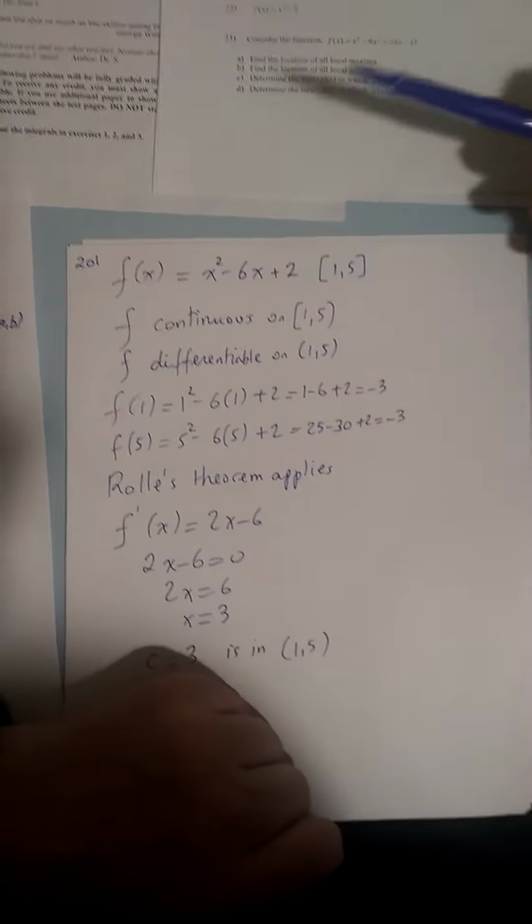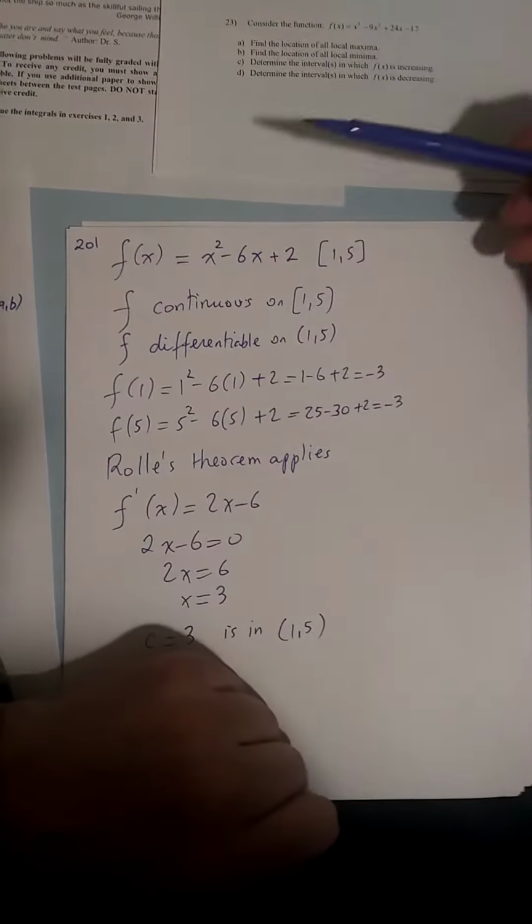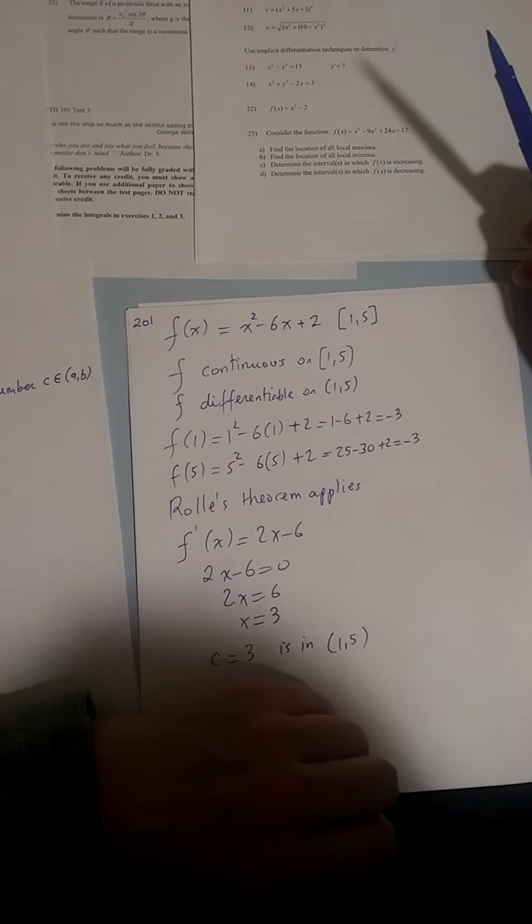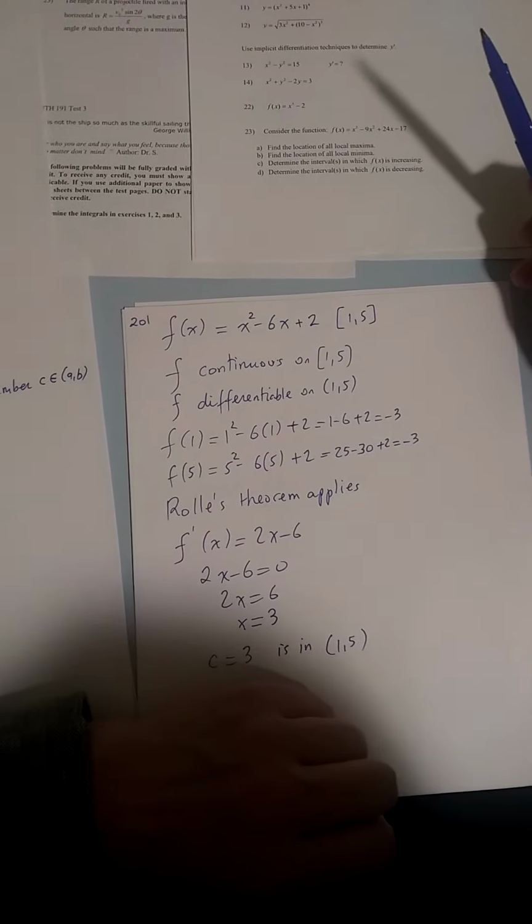In this example 201, f of x equals x squared minus 6x plus 2 in the interval 1 through 5. And the question is asking, determine whether Rolle's theorem can be applied to the given function f in the closed interval AB. If it can be applied, then find the number c, that special number c, at which the derivative is equal to 0. So let's see. This is a polynomial function, so it is continuous on the closed interval 1, 5. It's also differentiable. What that means is we can find a derivative. Its derivative is 2x minus 6.